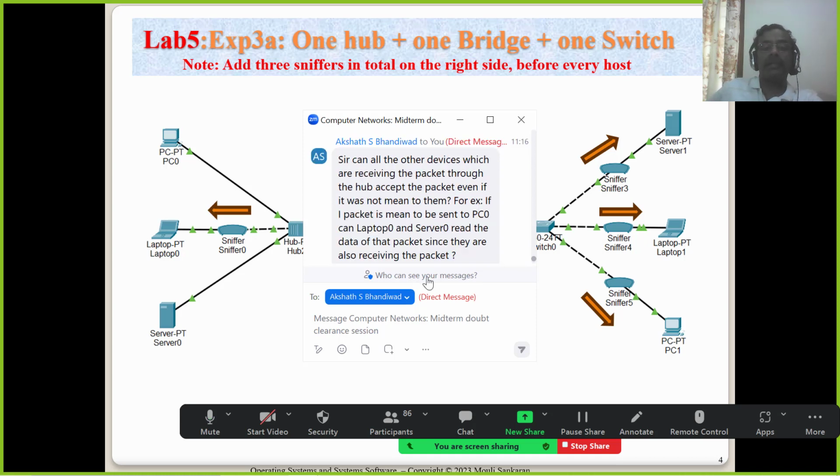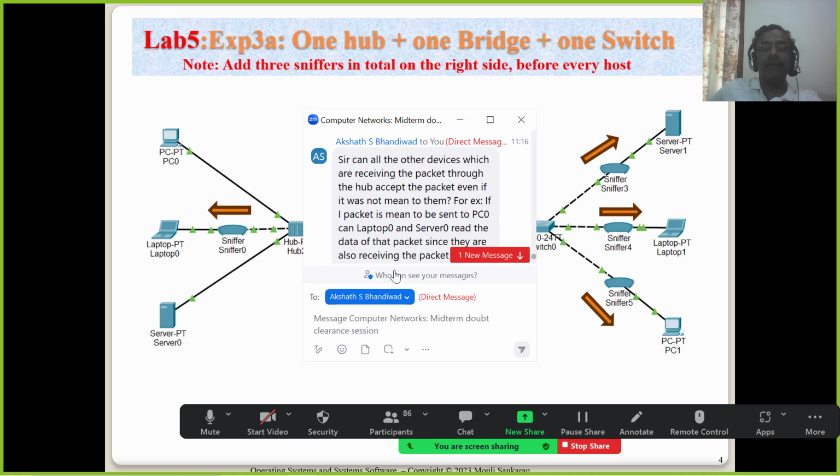Now Akshat has a question. Can all the other devices which are receiving the packet through the hub accept the packet even if it was not meant for them? No, they accept it. That means they read it, but they are not going to take any action unless it is a broadcast packet that they have to operate on. Otherwise, they are going to ignore it. It is received. That's what I am saying when I say broadcast.